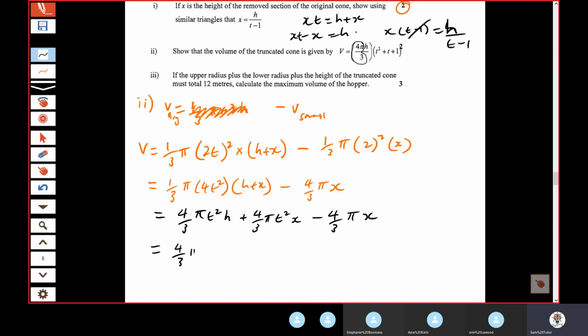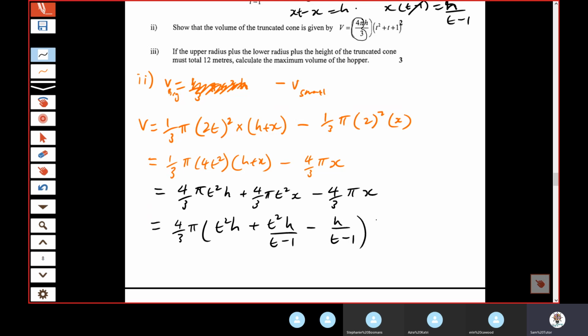So 4/3 pi. Then I'm left with t squared h plus t squared x, where I know x is h on t minus 1, minus x, again x I know is h on t minus 1. Still with me? Erin, you keeping up as well? All good?